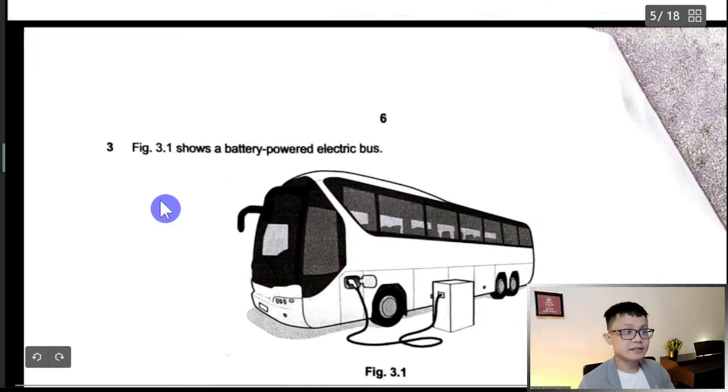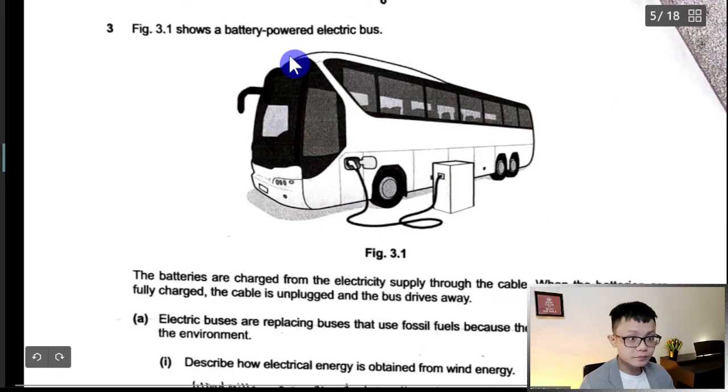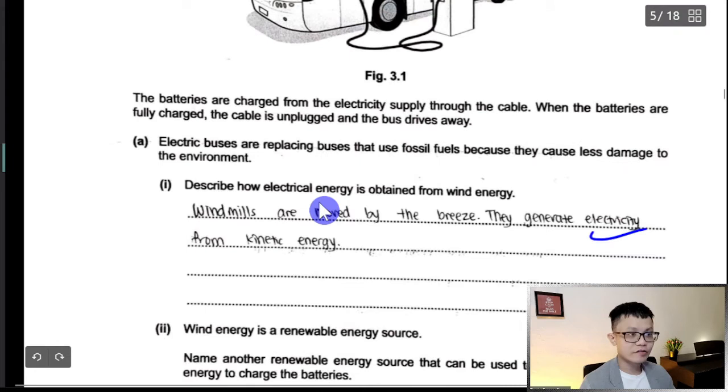Next question, number 3, shows a bus. When the batteries are fully charged, the bus is unplugged. Wow, very good, very high-tech bus. Describe how electric energy is obtained from the wind. So if you say they generate electricity from kinetic energy, you will get 1 mark.